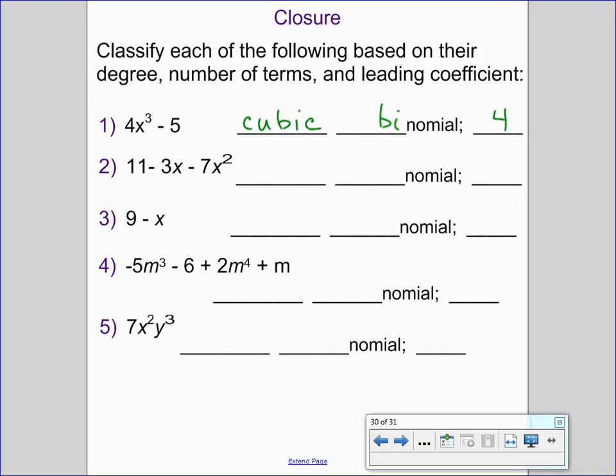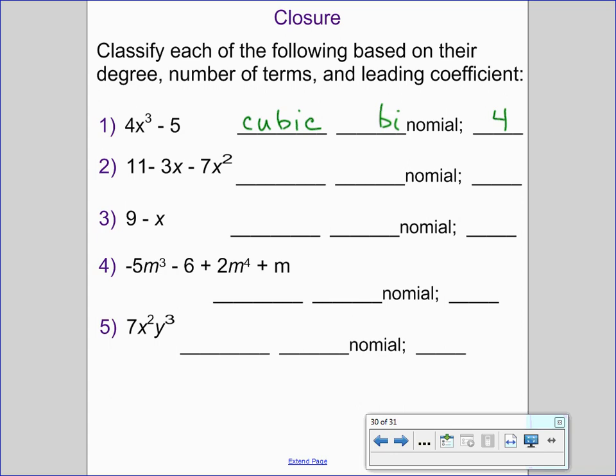Remember, the degree comes not from the first term, but from the highest exponent term. And so I have to scan the problem before deciding on the shortcut name. Sometimes we don't have a shortcut name. In this case, the degree for number 2 is 2. That's a second degree polynomial. Does that have a shortcut name? Yeah, that's quadratic. And so this is called a quadratic.